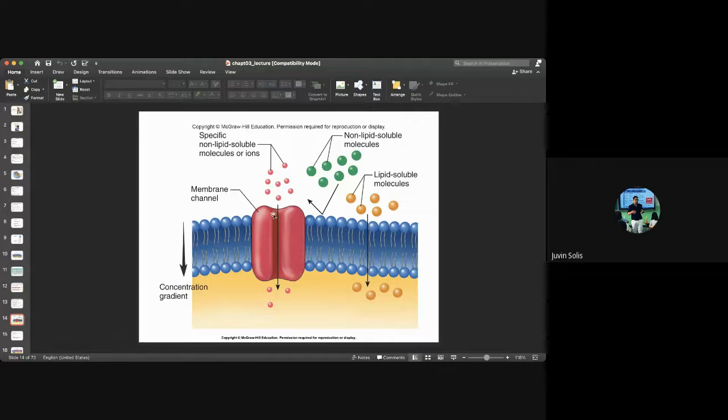Okay, so this is a membrane channel. A while ago, kanina sinabi natin yung sodium, it can easily go through the sodium channel, like this one. So this is a specific non-lipid soluble. It will just go directly here. It can just pass through this one because they have the same composition. While this one, the non-lipid soluble, it will bounce back because they don't have the same composition.